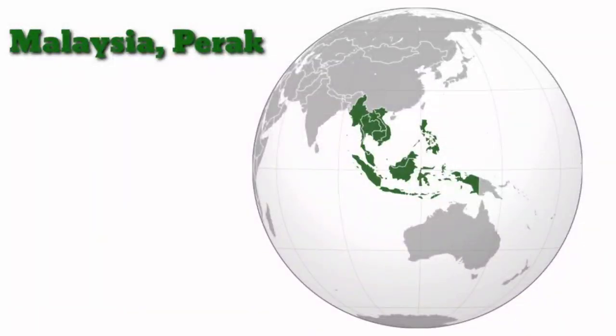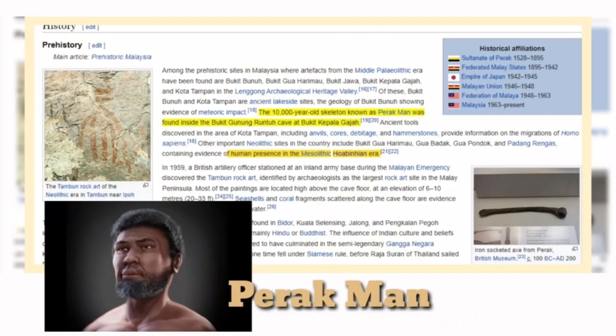Malaysia, Perak. Prehistoric Malaysia, the 10,000-year-old skeleton. Don't let the timeline distract you. We're just trying to identify who these ancient people were who lived in these ancient kingdoms. The 10,000-year-old skeleton, known as Perak Man, was found inside the Bukit Gunung Runtuh cave at Bukit Kepala Gajah. He's referred to as Perak Man.